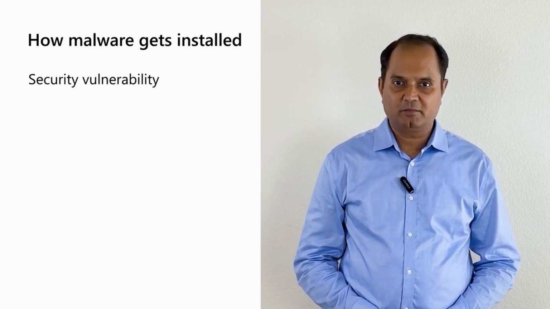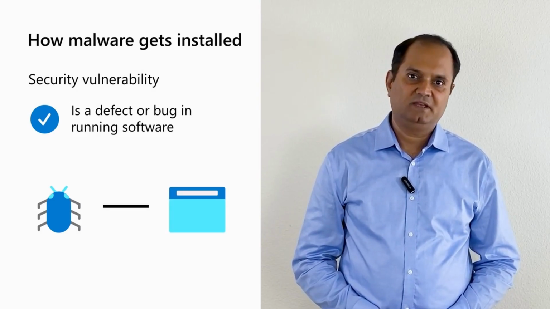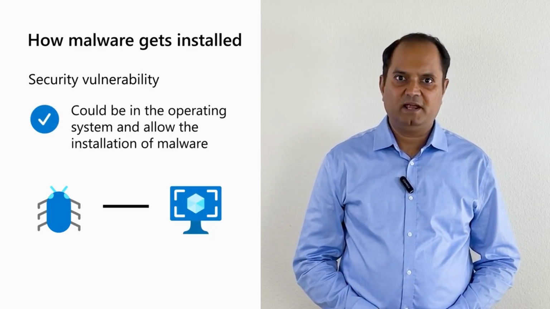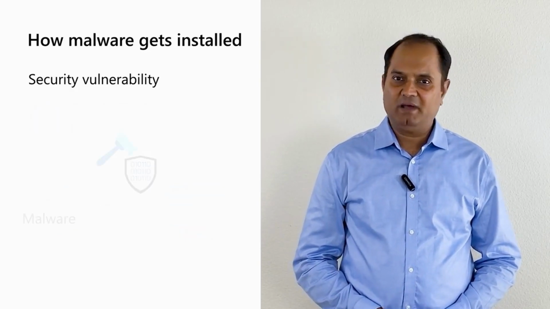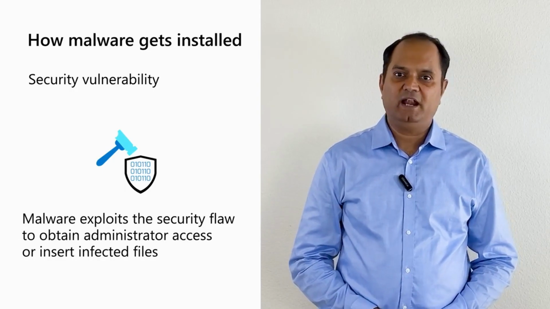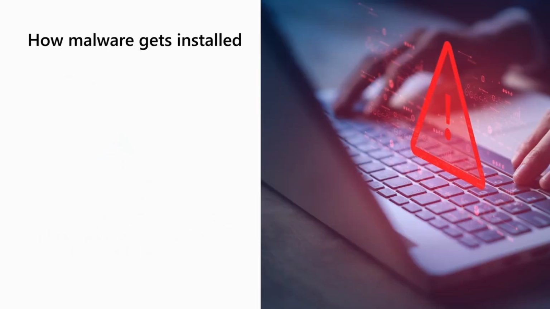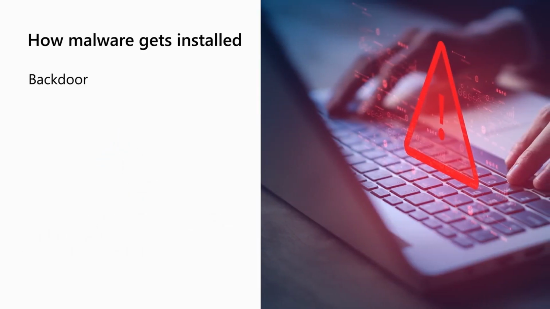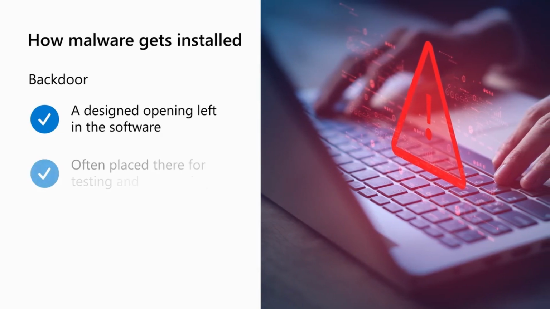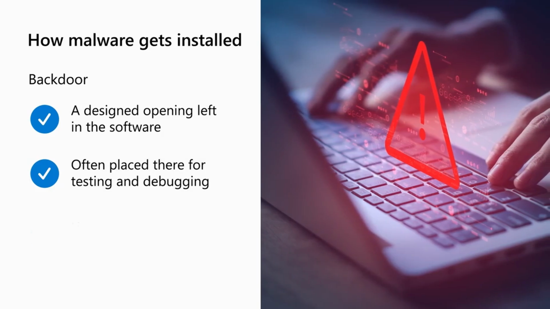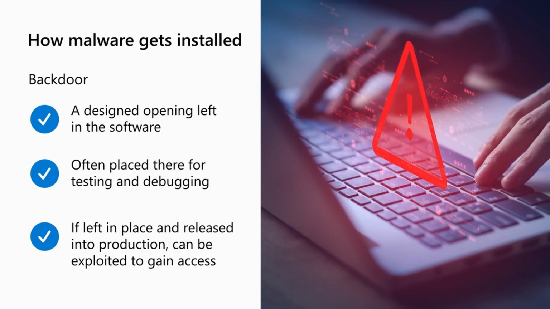Then there is security vulnerability. It is a defect or bug in running software, such as a browser. It might even be in the operating system and allow the installation of malware onto the computer. In this case, the malware exploits the security flaw to obtain administrative access or to get infected files onto the computer. Finally, malware can get into the computer through the back door. It can be installed through a design opening left in the software. These backdoors are often placed there for testing and debugging. If left in place and released into production, they can be exploited to gain access to the computer or network.